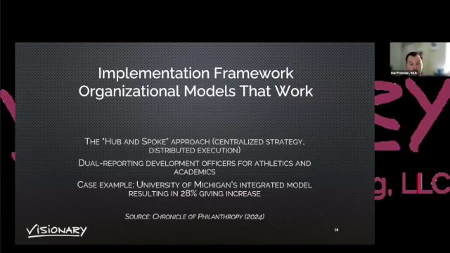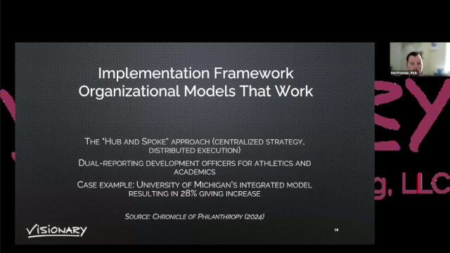So, organizational models that work. The hub and spoke approach. We talked about centralized and distributed execution. So centralized is really great because everyone's swimming in the same direction, everyone's communicating, they're all part of the same group. And I know from experience and conversations I've had with friends through my next gen fundraising group, and other friends who are in the business, that it can be tough for individuals to go from a decentralized athletic department to a centralized institutional fundraising or institutional advancement department, because athletic fundraisers do tend to work at a different pace than others because of what they're used to and when money is needed in athletics.